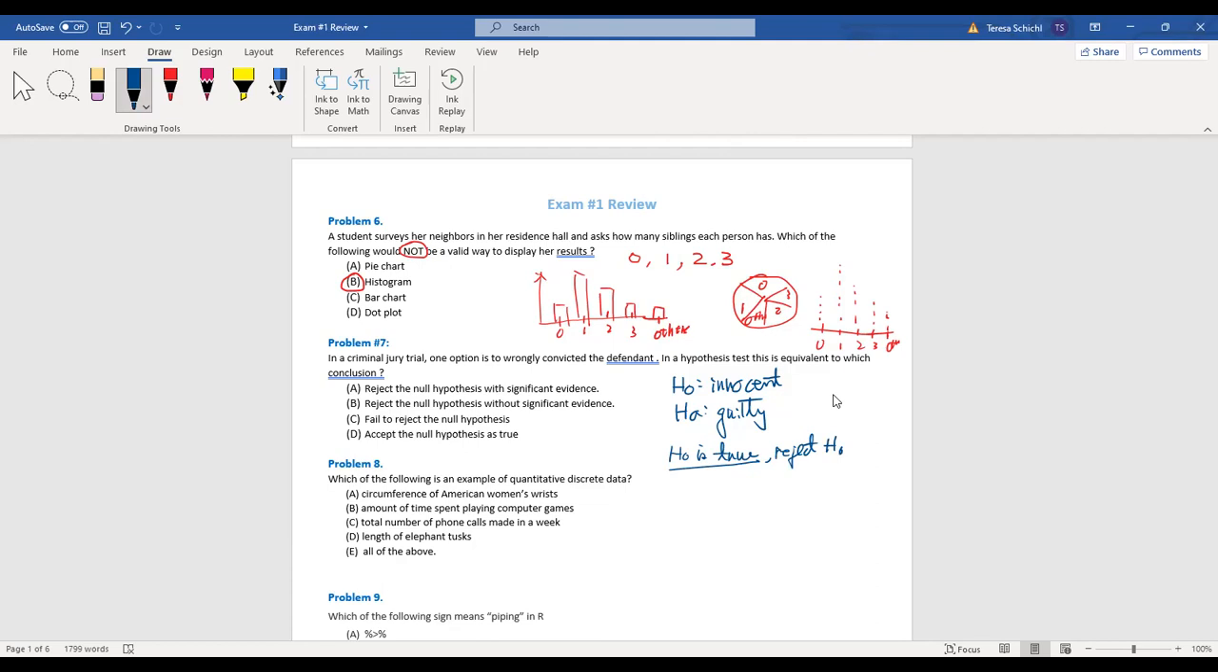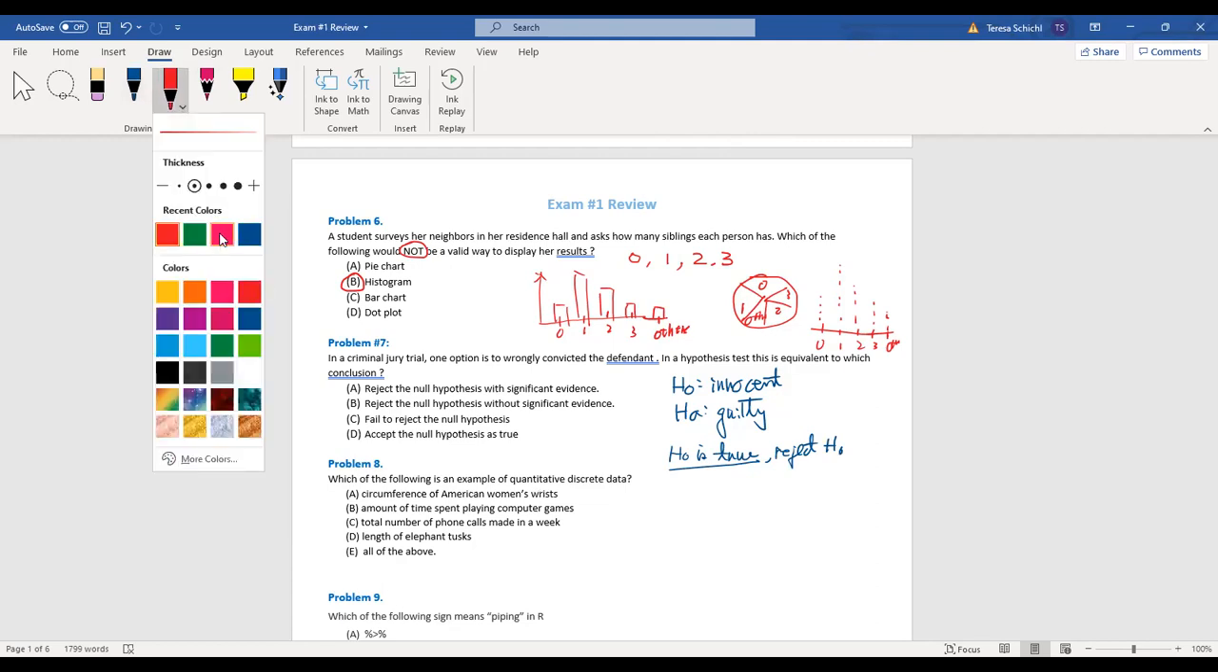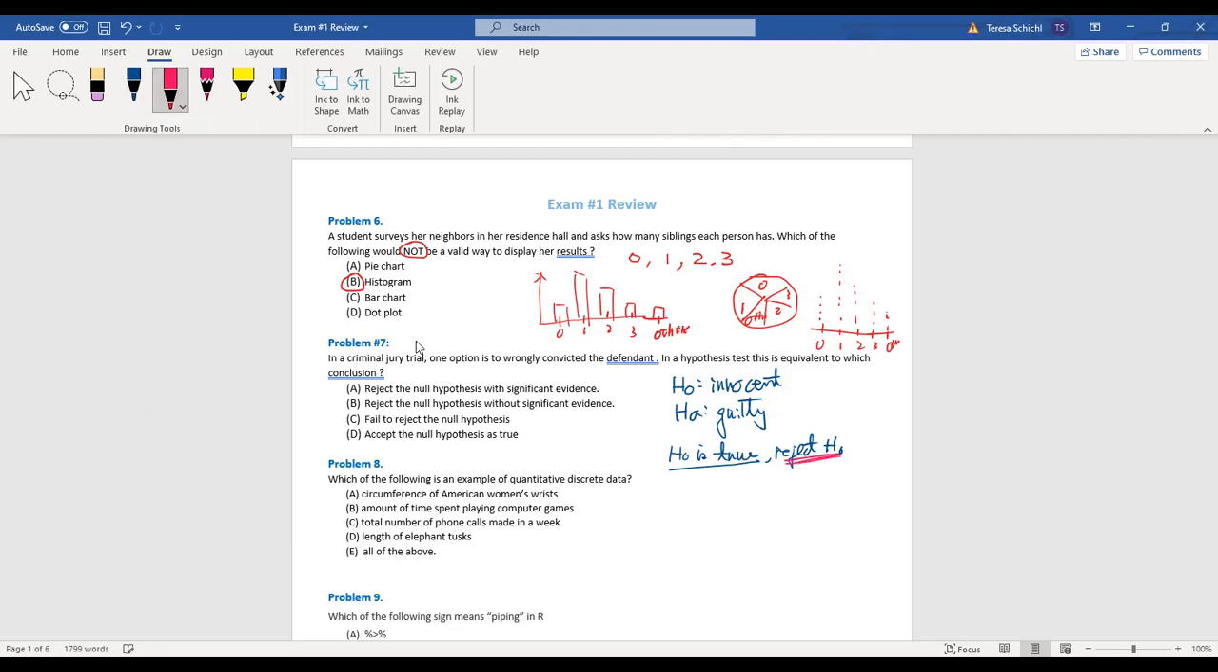So what is the answer here? So type 1 error, that means we are rejecting the null hypothesis, right? So when H0 is true, we are rejecting the null hypothesis. And because this is an error, we say we are rejecting the null hypothesis without significant evidence. So that's why we are making the errors here.